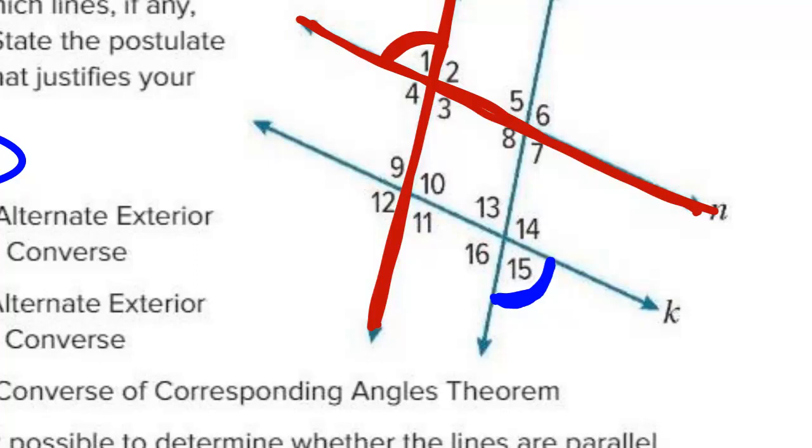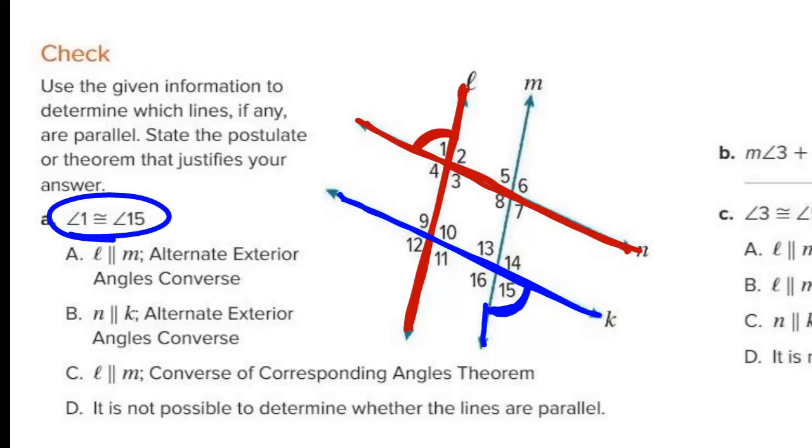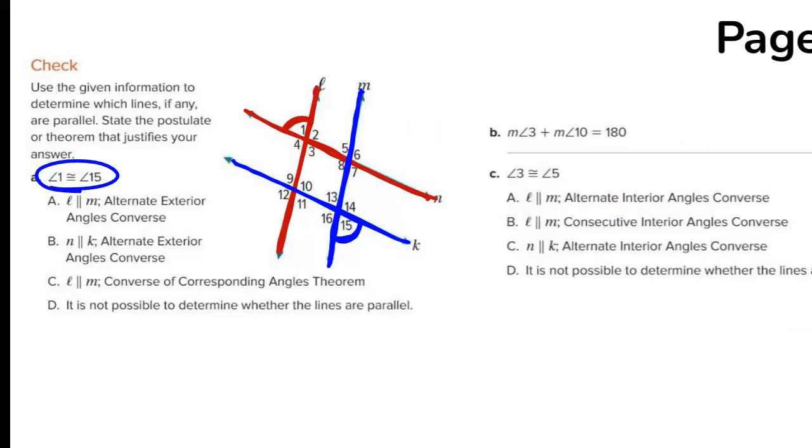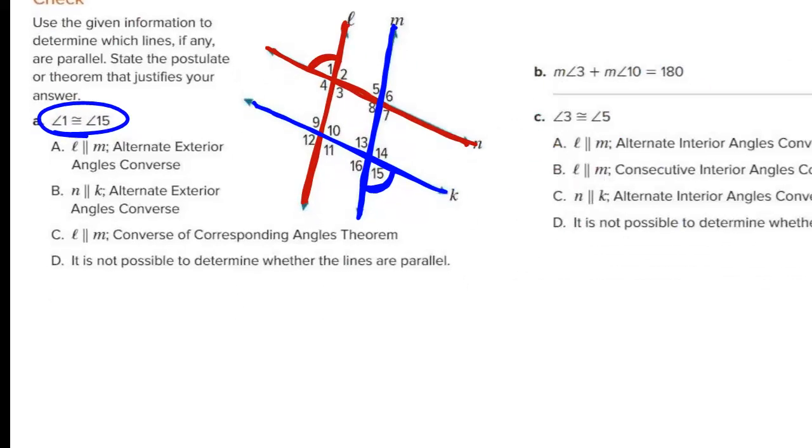What are the two lines that touch angle 15? M and K. These two right here. What's the transversal that both of them touch? Or is there one? There's not one. Angle 1 only touches L and N. Angle 15 only touches M and K. So can we say that any of these lines would need to be parallel then? No. It is not possible to determine whether the lines are parallel.